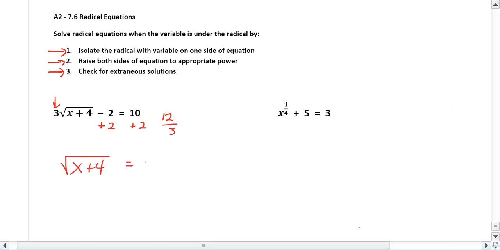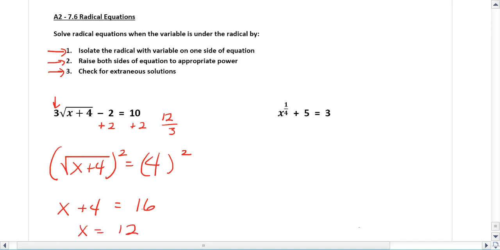Square root of x plus 4 is equal to 4. And since this is a square root, we are going to square both sides. When you square a square root, all that's left is what's underneath. So I have x plus 4 is equal to 16. And then if we subtract a 4 from both sides, we get x equals 12.